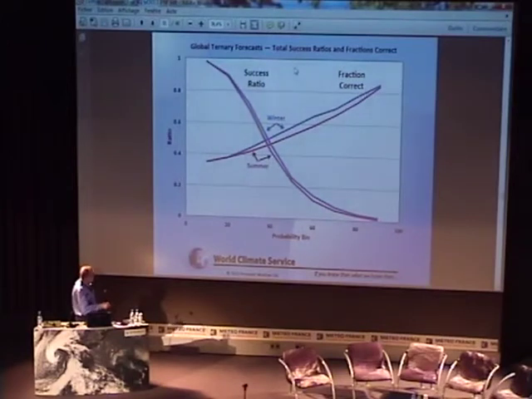As you can see here, the fractions correct increase as you say, I'm only going to act at 60% or 80%, you're going to have a very high fraction correct. Success ratio works the other way. If you want to catch events, you have to start with low probabilities. The problem here is that the 60s and the 80s and the 90s don't occur very often. So it turns out that you'll make just as much money by operating in that pool, for example, starting at, say, every time the forecast is above 40%.